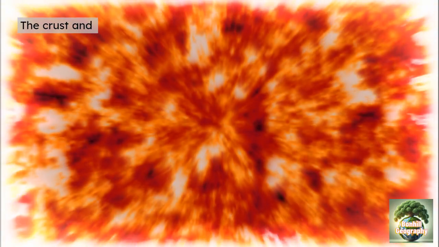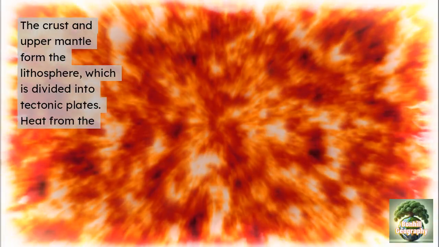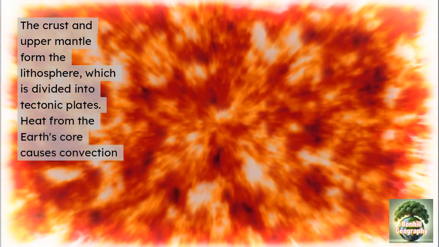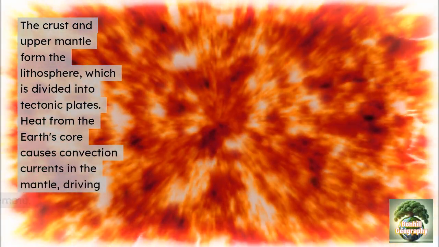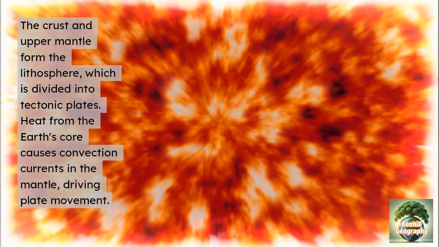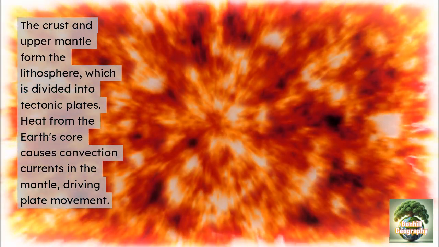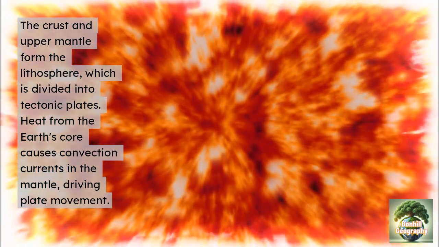The crust and the upper mantle form the lithosphere, which is divided into tectonic plates. Heat from the Earth's core causes convection currents in the mantle, driving the plate movement. This is where warm rock rises, spreads out at the top of the crust, moves across and then cools and sinks, waiting for the process to begin again.